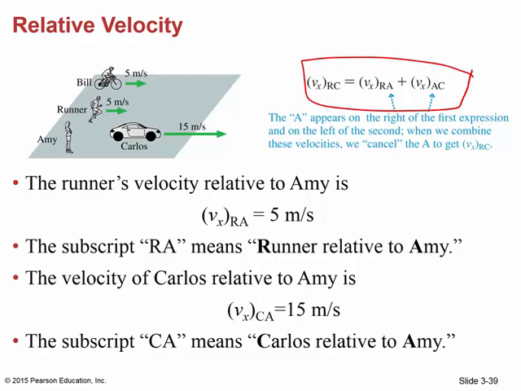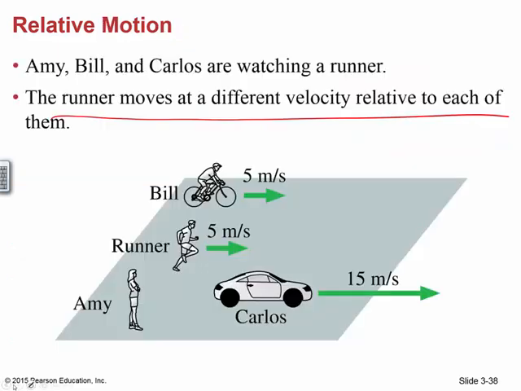RA means runner relative to Amy, RC would be runner relative to Carlos, and then you have Carlos relative to Amy. So notice how we write our equation. The runner relative to Carlos is equal to the runner relative to Amy plus the velocity of Amy relative to Carlos.